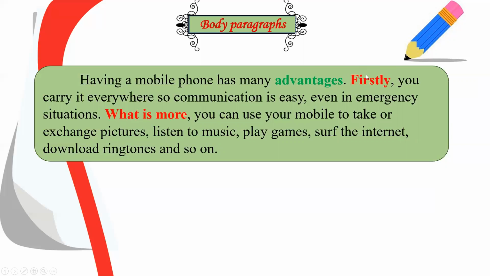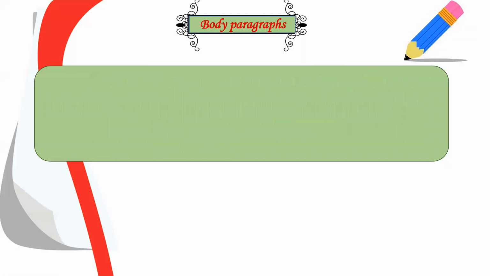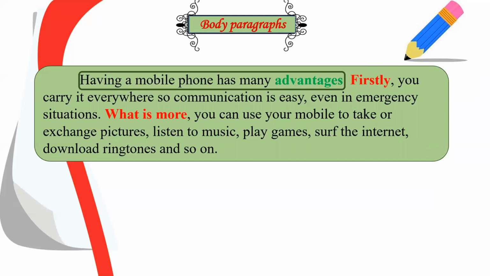You see here, firstly, what is more. Okay, and we're just talking about the advantages. This sentence, having a mobile phone has many advantages, is the topic sentence I've talked to you about. It gives the main idea of the whole paragraph.